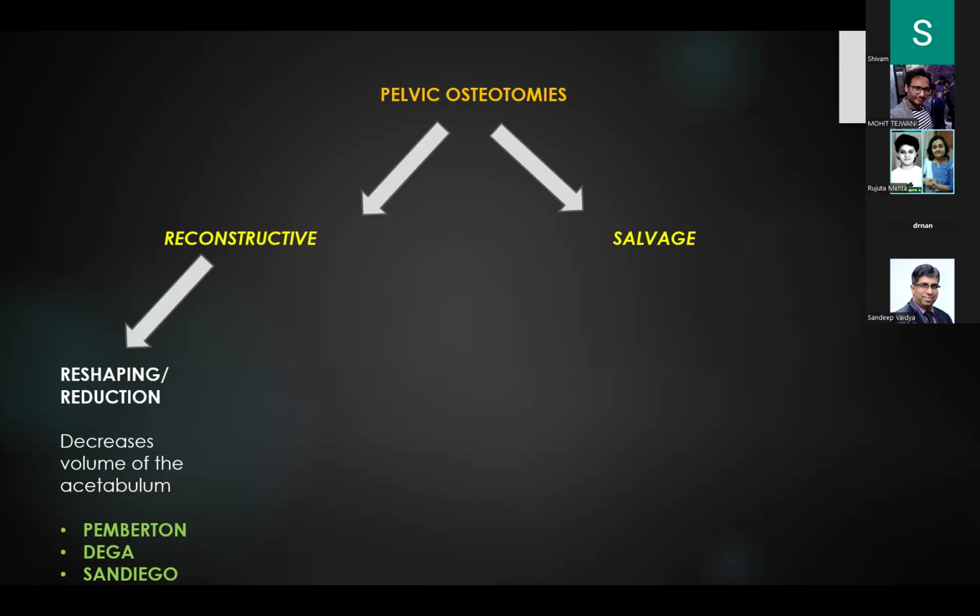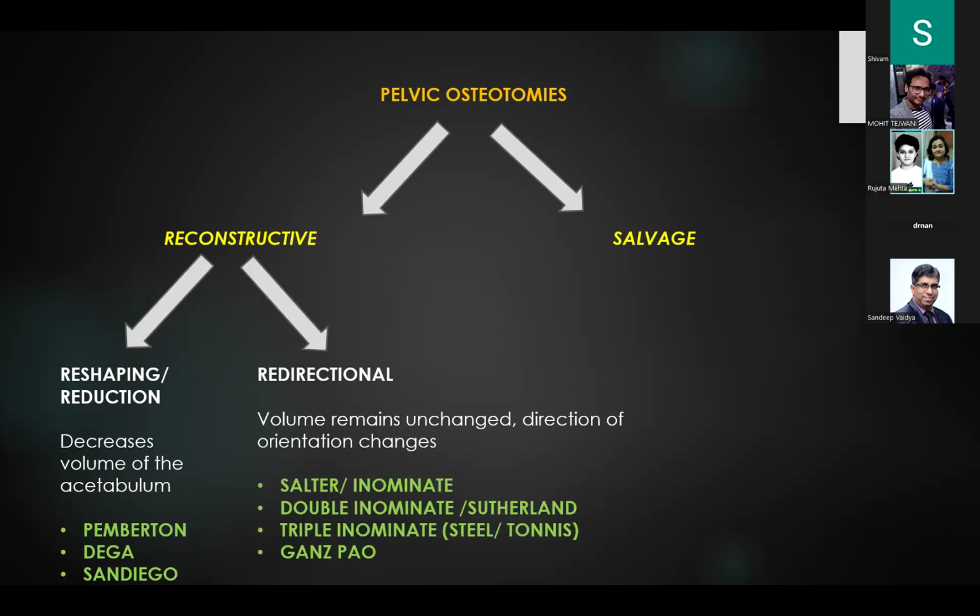And here the reconstructive osteotomies can be further divided into either reshaping osteotomies, where the capacity of the acetabulum is reduced, or reorientation osteotomies or redirectional osteotomies. The redirectional, reorientational osteotomies preserve the volume of the acetabulum. Here the volume remains unchanged, but the direction of orientation changes. So examples are your Pemberton, Dega and San Diego for the reshaping osteotomies, and your Salter or single innominate, double innominate and triple innominate osteotomies, as well as the Ganz periacetabular osteotomy are examples of your redirectional osteotomies.